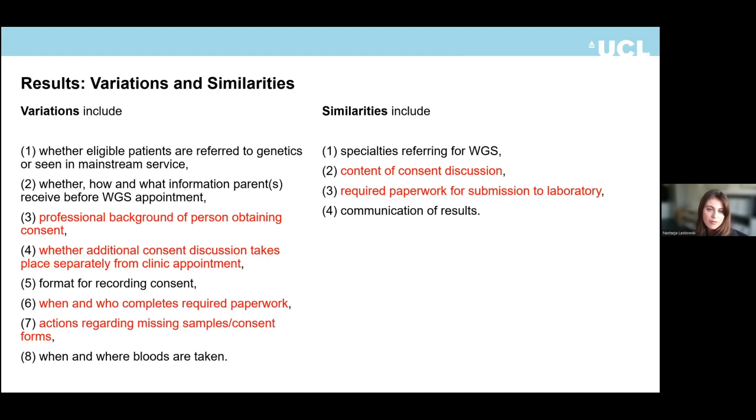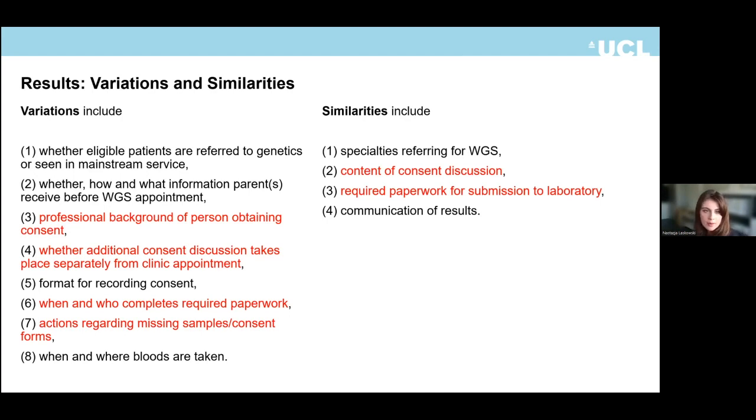And then we've also got variation in when and who completes the required paperwork. This could be done by the clinician or the genomics associate or genetic counselor, or a combination of those three. Also the actions regarding missing samples or consent forms. For example, some departments would chase those depending on how much time the clinician had, or some of them would follow a strict protocol, so only following up with the family 3 times, and then if they do not hear anything back, abandoning the whole genome sequencing process.